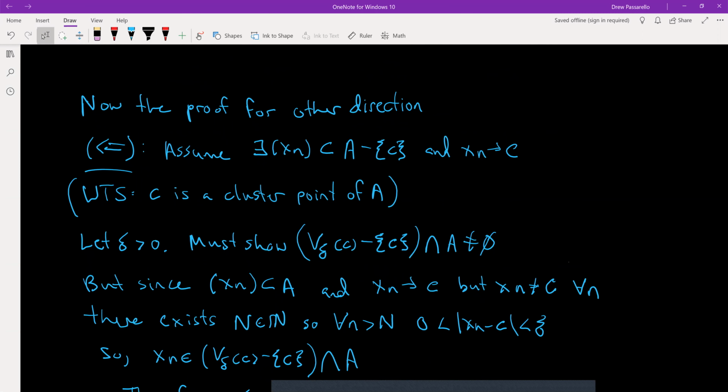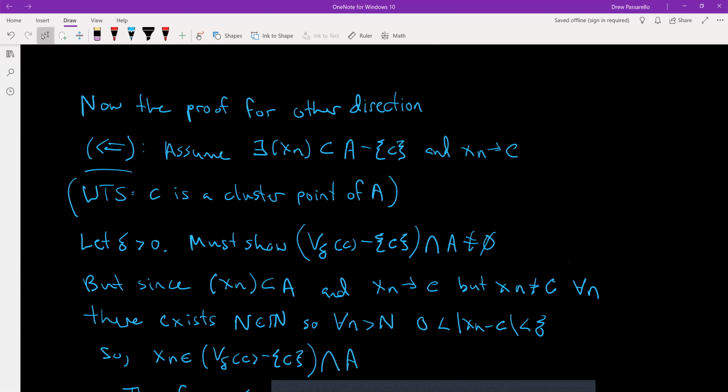So we're going to assume there exists a sequence xn contained in A minus C, and xn converges to C. We need to show that C is a cluster point of A. So for that, we need to let delta be arbitrary. Given an arbitrary delta greater than 0, we must show that the intersection of any arbitrary delta punctured neighborhood around C intersecting A is non-empty.